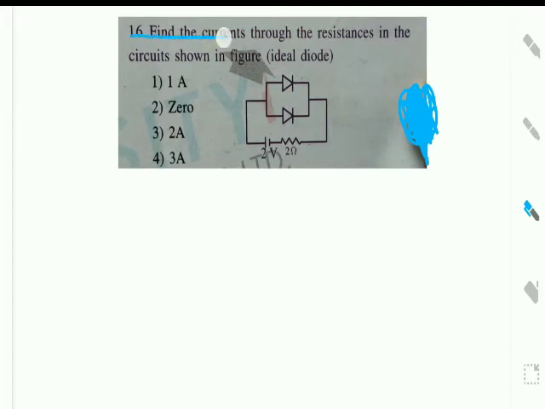Find the current through the resistance in the circuit shown in the figure. Again here also given ideal diode. Ideal diode means the internal resistance of the diode is equal to 0. So V is equal to I into R.